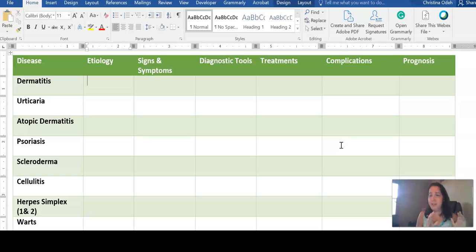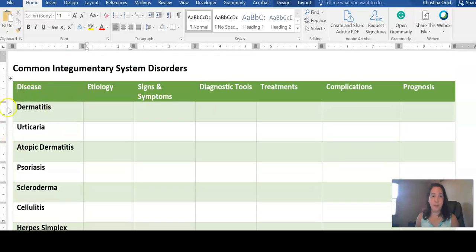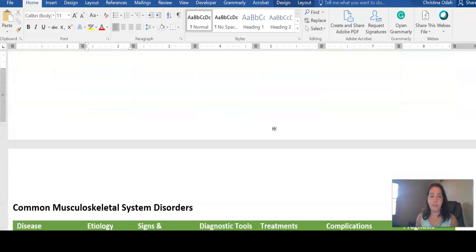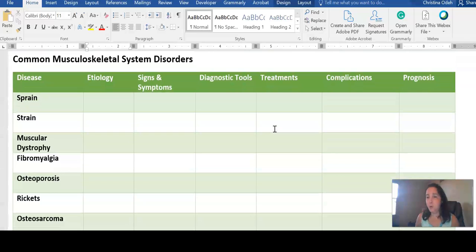Really important, this helps you focus. There are so many different diseases out there. This is going to help you focus your reading and your learning on the different pathological processes in the integumentary and in the musculoskeletal systems. So it goes through the disease. You'll fill out the etiology, signs and symptoms, diagnostic tools, treatments, complications, prognosis, and then you'll do that for integumentary and musculoskeletal. If there are any questions about that, I'm happy to answer it on Thursday during live class.